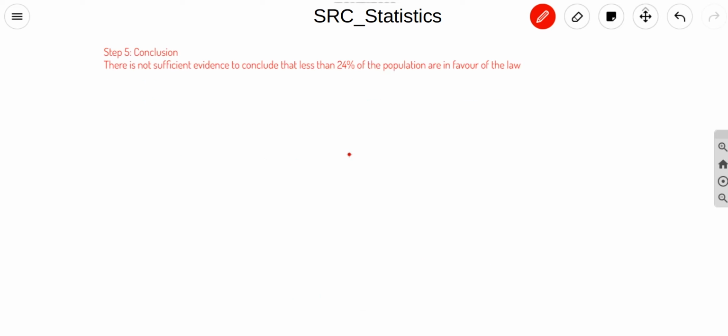Then we come to the final step of the problem, that is the conclusion. Since we fail to reject the null hypothesis that p equal to 0.24, we cannot support the alternative hypothesis, that is p less than 0.24. So we say that there is not sufficient evidence to conclude that less than 24% of the population are in favor of the law.